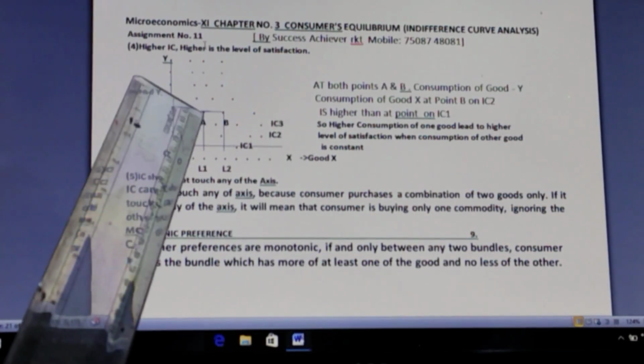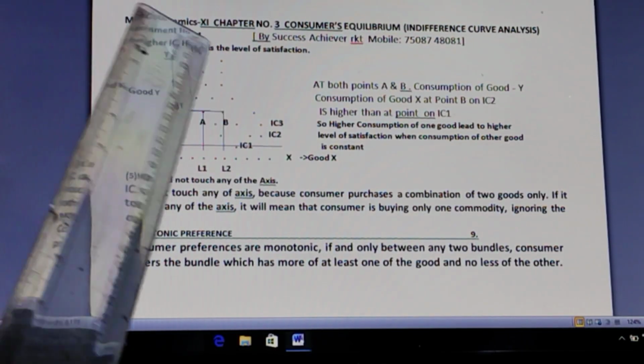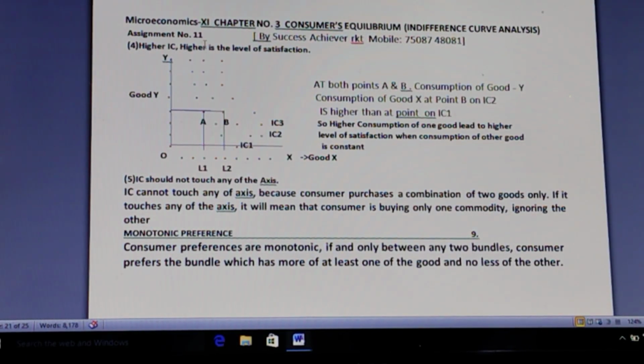Now 1, 2, 3, and this indicates the higher IC. With that you can also insert an arrow, so that we can realize that this is the higher. Also a lower level of IC gives a lower level of satisfaction.